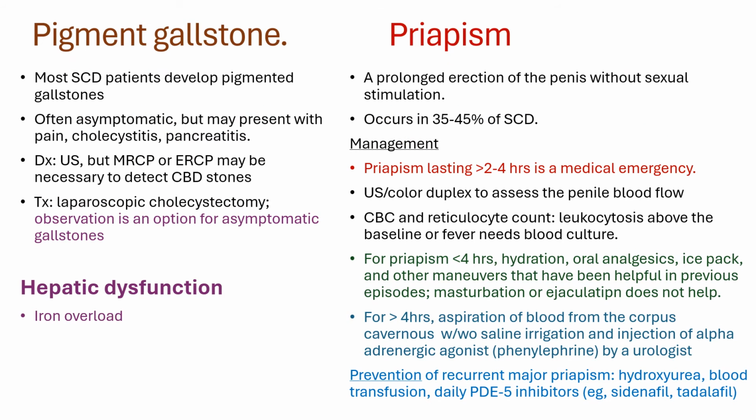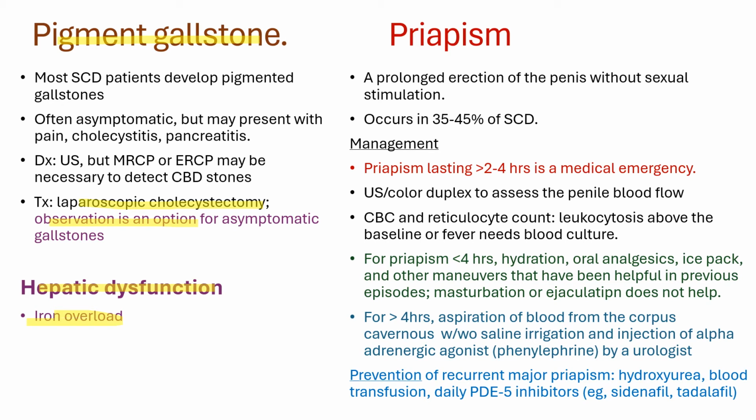Hemolysis patients have high indirect bilirubin levels, which results in pigment gallstones. For asymptomatic patients, observation may be an option, but sooner or later they will require laparoscopic cholecystectomy. And mostly due to iron overload, patients can develop hepatic dysfunction.